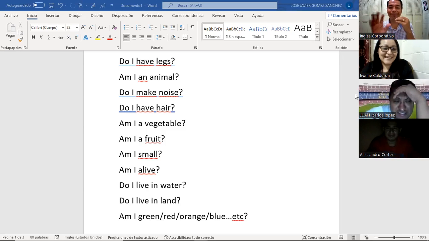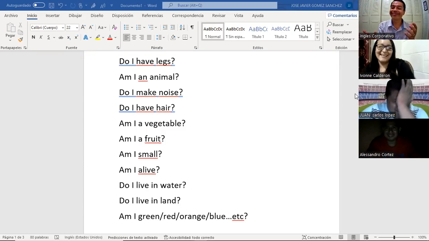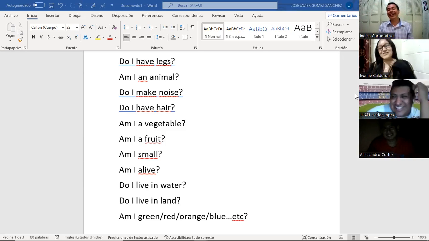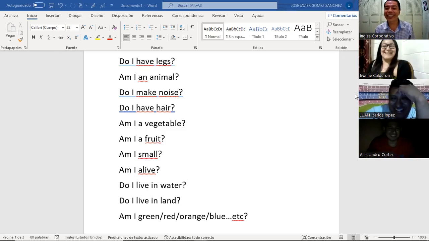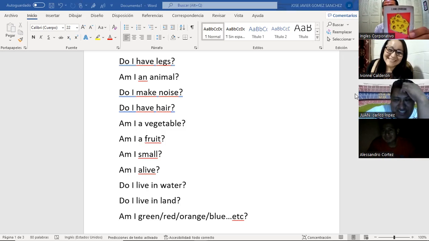A tortilla? A pupusa? De queso? Yes. How do you say queso in English? Cheese. Cheese, correct. Okay. Very good.